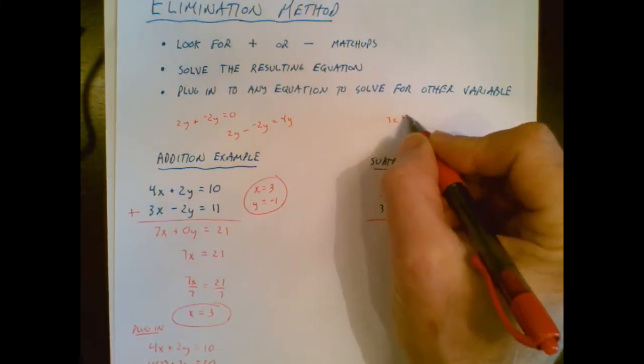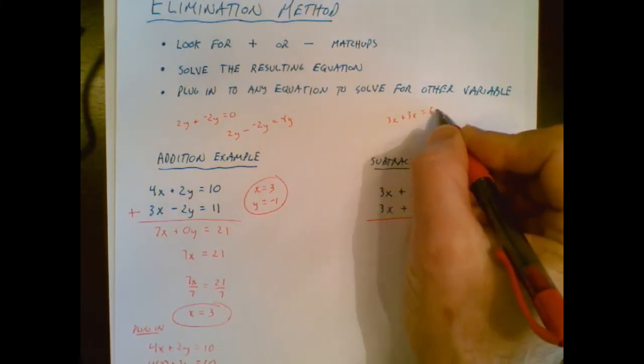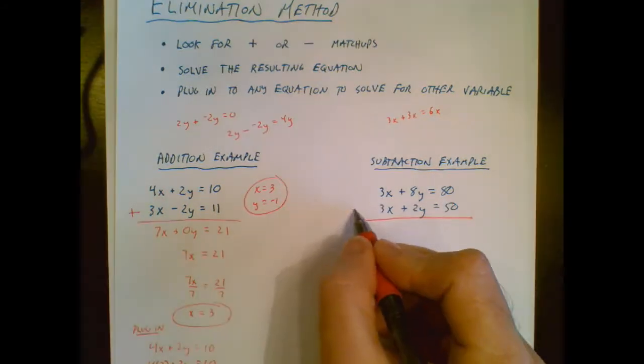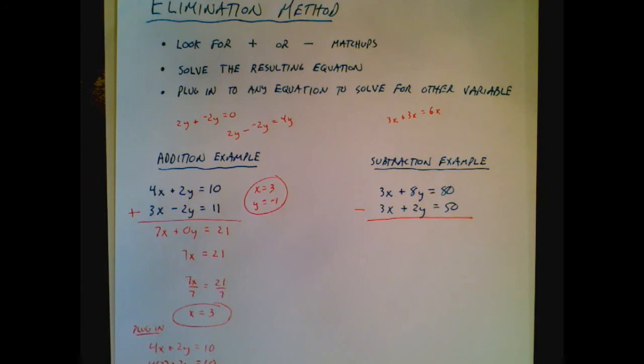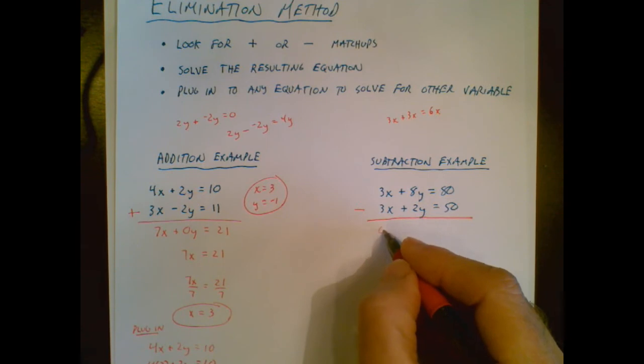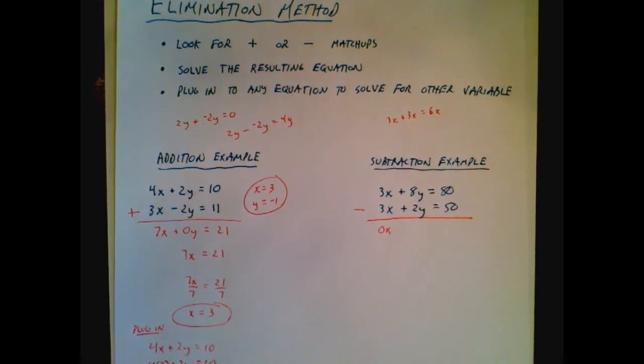If I added, I would get 3x plus 3x equals 6x. That's not very good because I want the variable to go away. This means I need subtraction. 3x minus 3x is going to be 0x. But here's a big warning.